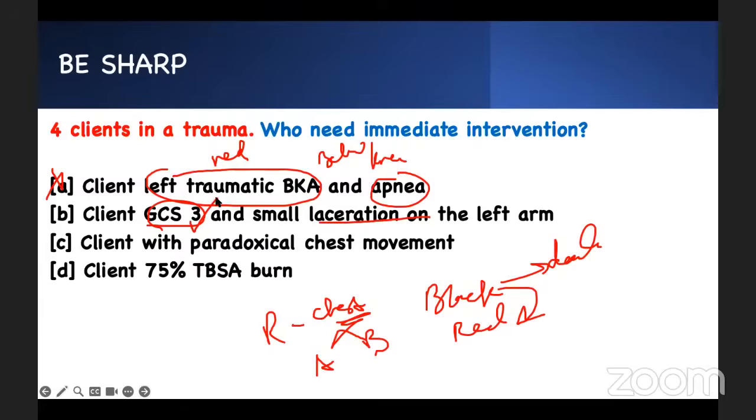BKA is below knee amputation. Below knee amputation. So is below knee amputation.